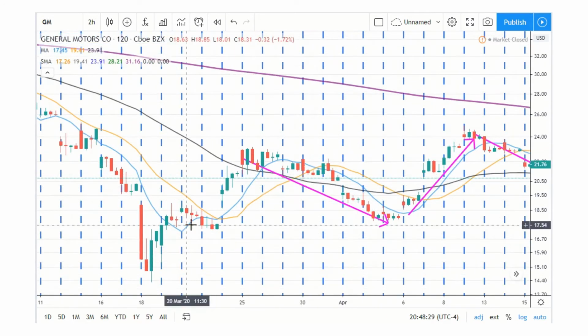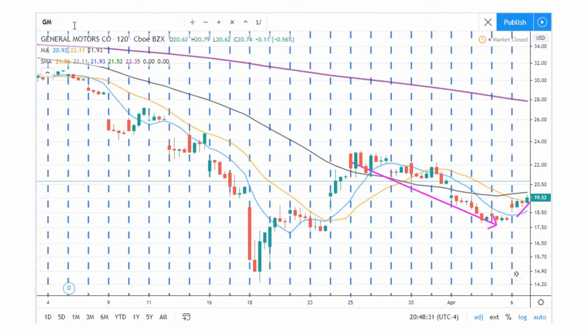Let's see what else we have here. Let's go to another chart. Let's go to another stock. Okay, that was General Motors. Let's go to an ETF. Let's go to GDXJ.